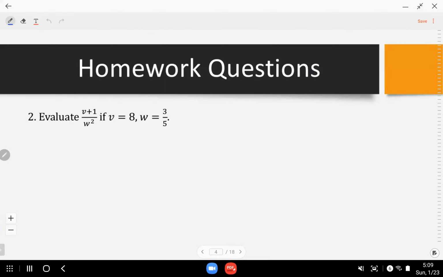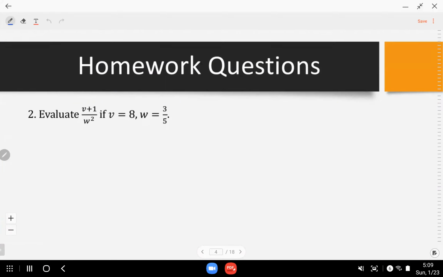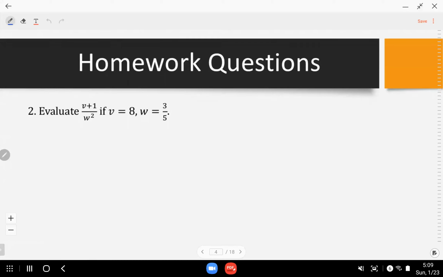So v plus 1, basically 8 plus 1. So first step, just plug everything in, right? Plug everything in. W is 3/5 squared. Okay, there we go. At the top, it's going to be 9. And then the exponent. Basically, when you square a fraction, just a note here.